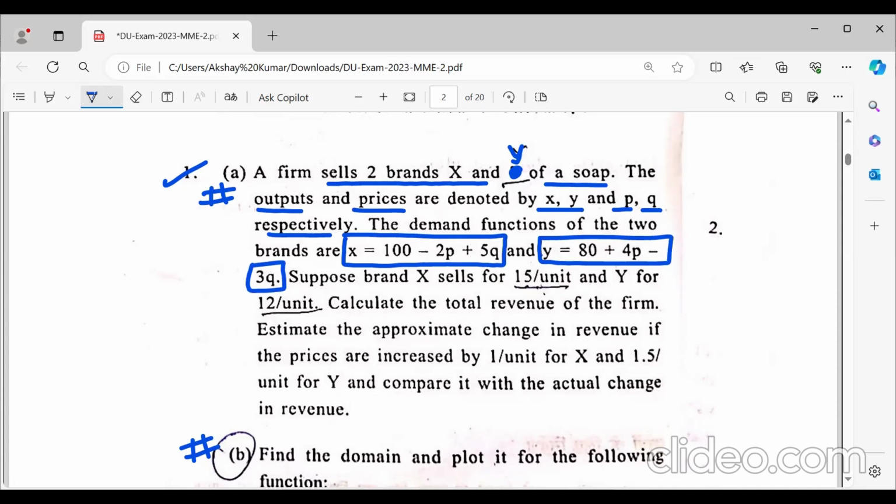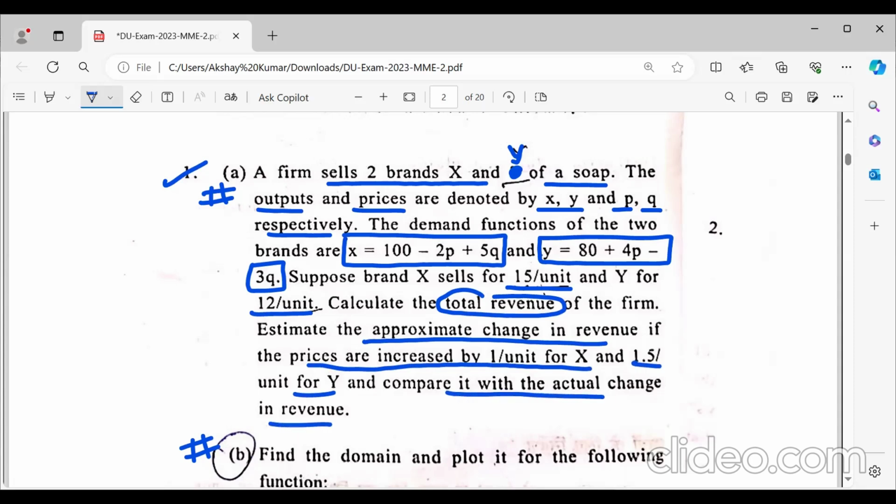We are given the prices: brand X sells for 15 per unit and brand Y sells for 12 per unit. Calculate the total revenue of the firm. Estimate the approximate change in revenue if the prices are increased by 1 per unit for X and 1.5 per unit for Y. Compare it with the actual change in revenue. So we need to find the approximate change in revenue and the actual change in revenue, and compare. Let me quickly come to the whiteboard and solve this particular problem.